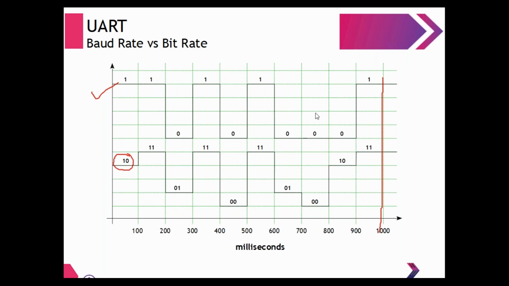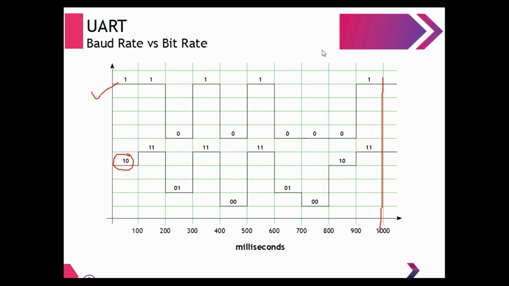Count now. How many bits are there? One, two, three, four, five. How many bits are there? 10 bits are getting transmitted. But in the second case, how many bits are getting transmitted? 20 bits. So guys, to summarize, what is the difference between baud rate and bit rate?